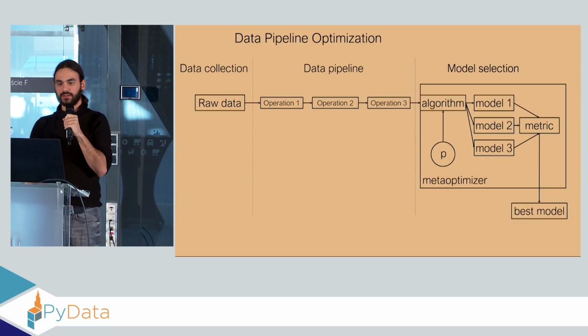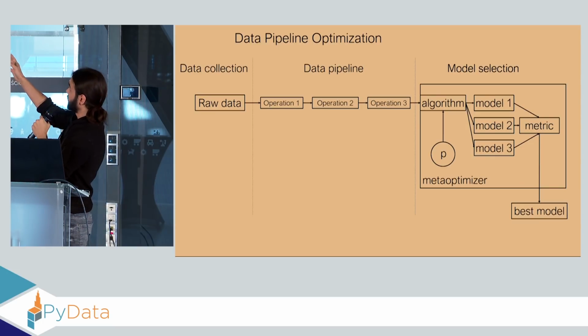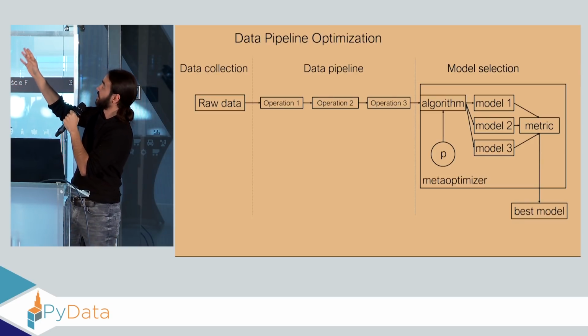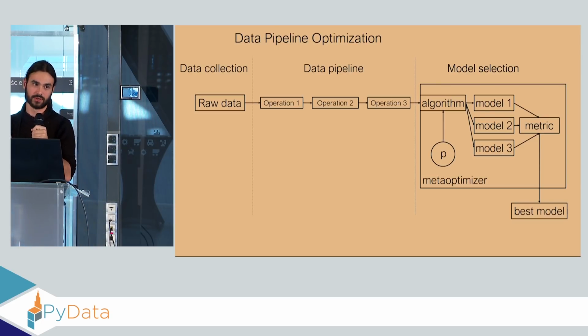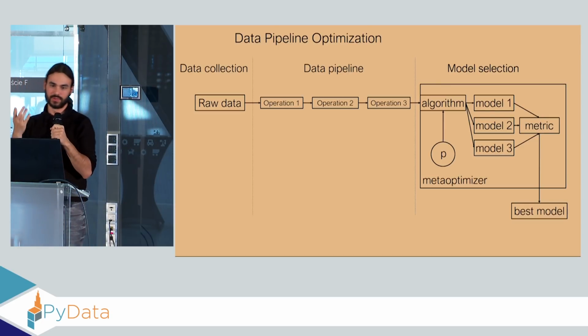So right now it looks like this. You have your raw data, some operations, and you forward your raw data to the algorithm through this data pipeline. Then you have a meta-optimizer that will suggest some configuration P that you give to the algorithms that will learn different models, and with your metric you select the best model and go in production.